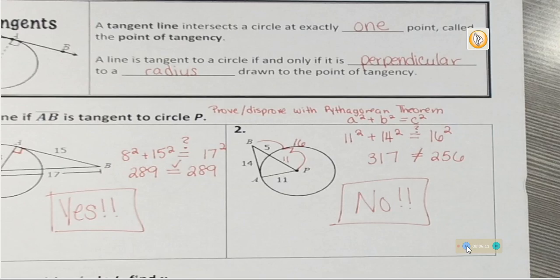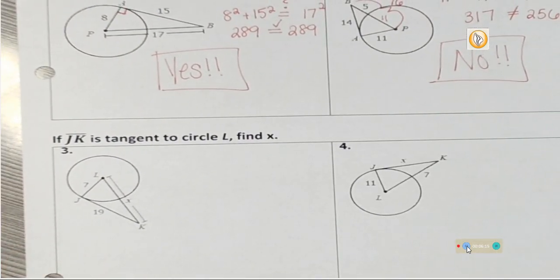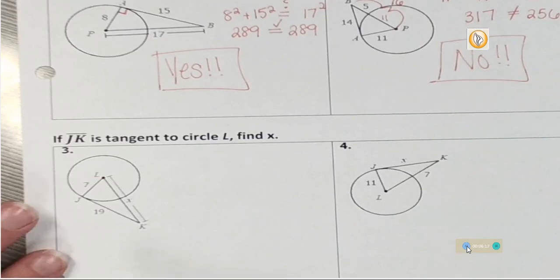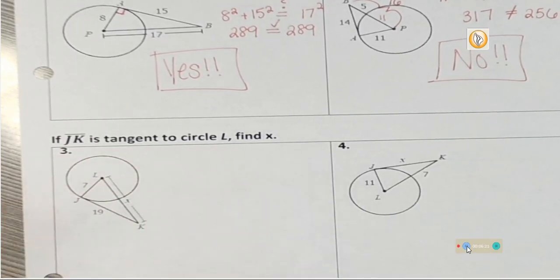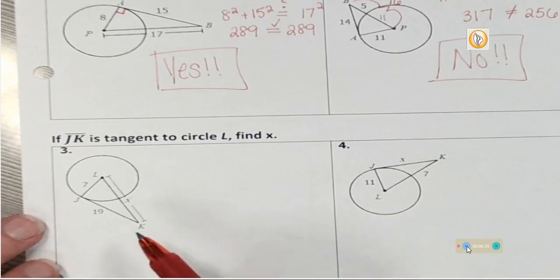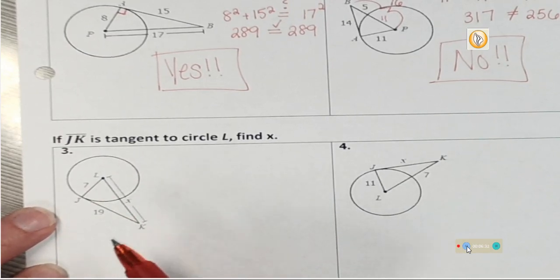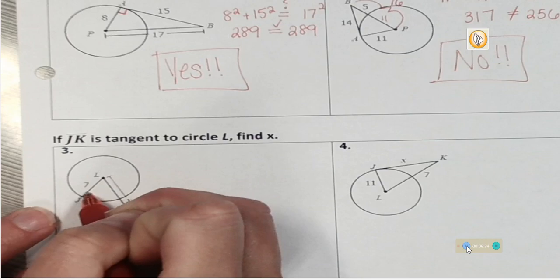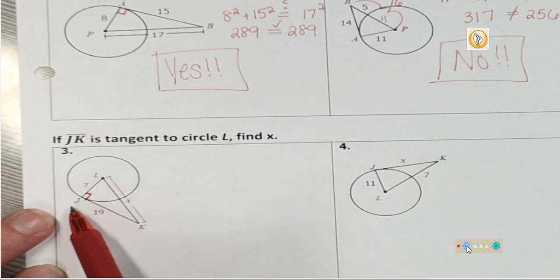So let's move on to the next set of directions. Every other question we're going to do today has the same set of directions. If segment JK is tangent to the circle, so I know for a fact it is. You know how I know it is? It told me. Then I need to find X. Well, since it tells me JK is tangent to the circle, that means the point of tangency has a right angle. So there is my right triangle.